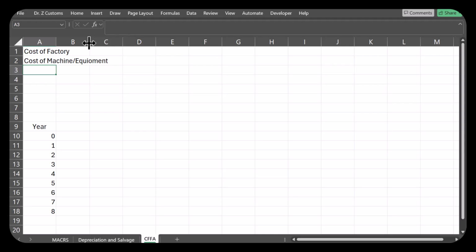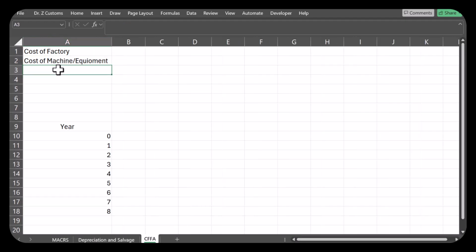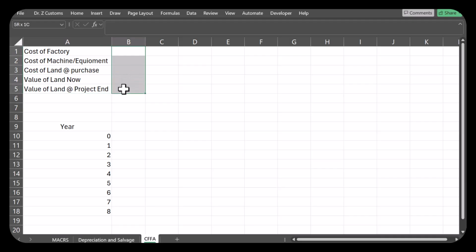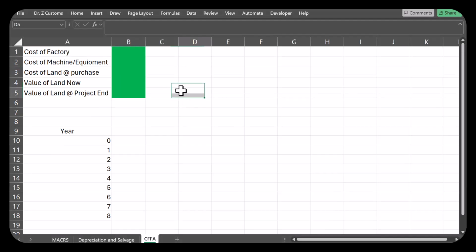Work with me. Come on. Cost of land at purchase, value of land now, value of land at project end. These are all my little inputs.